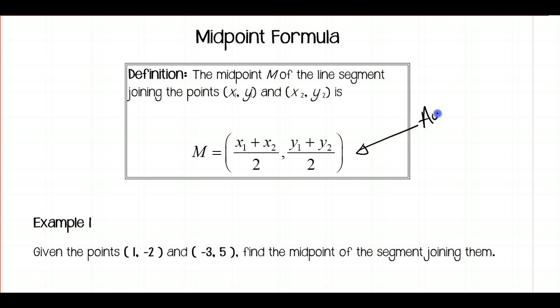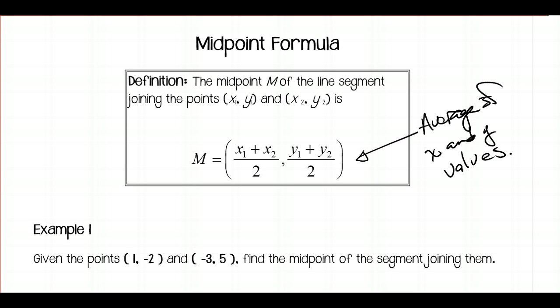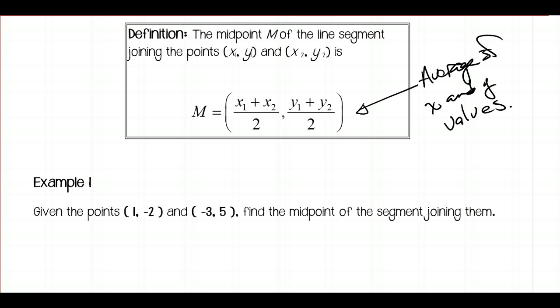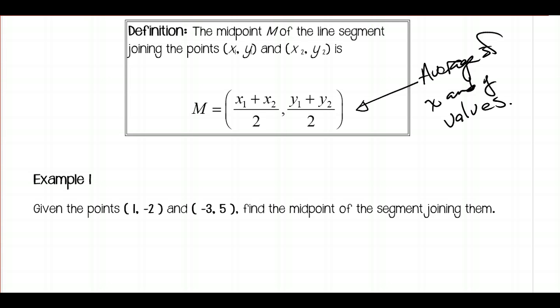It's the average of x and y values. Remember, when you take the average, you add up how many there are, and then you divide by the number that there are. So in this case, since there's 2 points, each point has an x and a y coordinate. You add up the 2 x coordinates and divide by 2. You add up the 2 y coordinates, divide by 2. If you have trouble remembering it, maybe that'll help you.